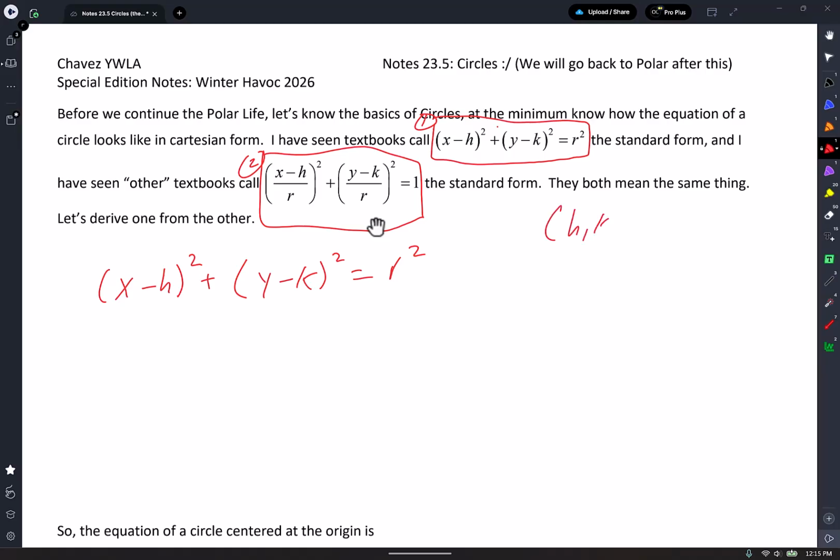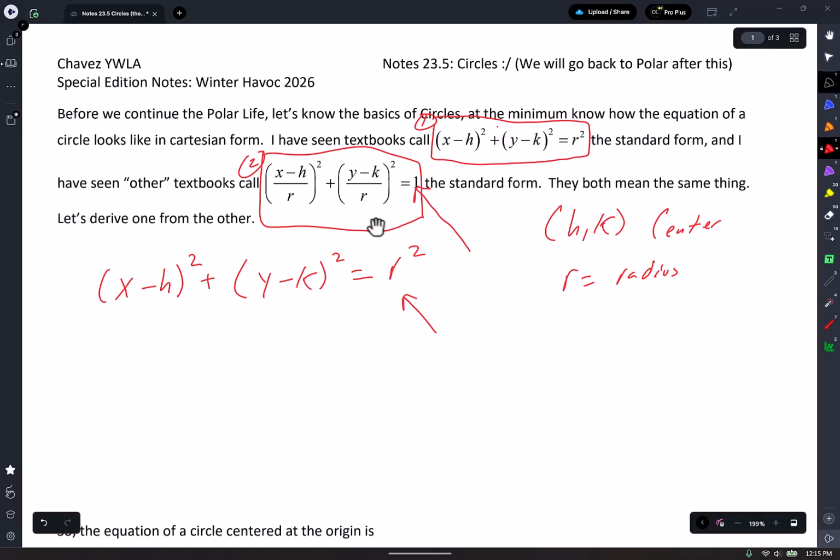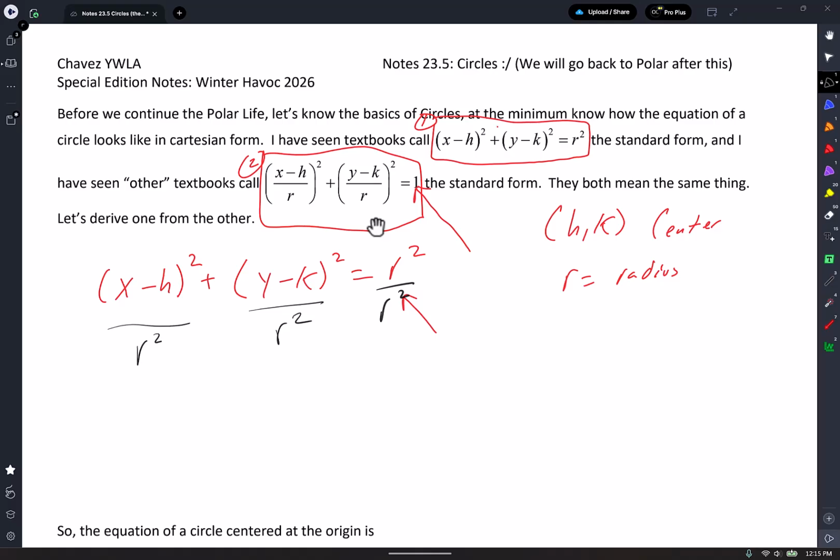(h, k) is considered the center, and r is considered the radius. See? Nothing crazy. And I notice in my second equation that there's a 1 on the right-hand side of the equal sign. So I can get a 1 to be here on the right-hand side if I simply divide by r squared. Do you agree that r squared divided by r squared is 1? Yeah. So whatever I do to the right side, I've got to do to the left.